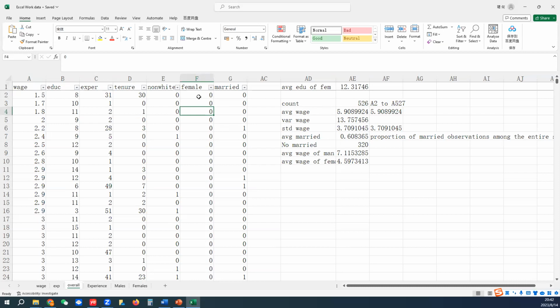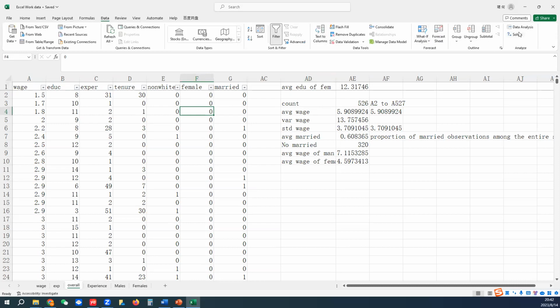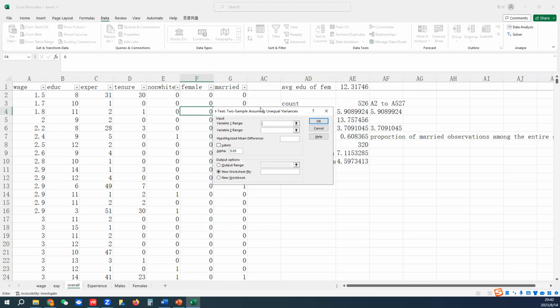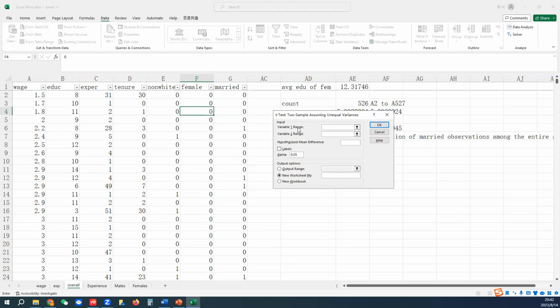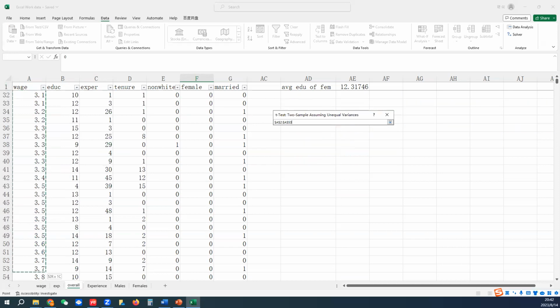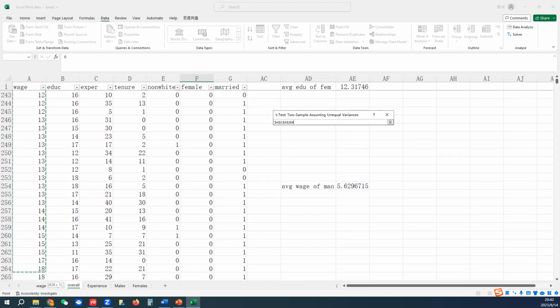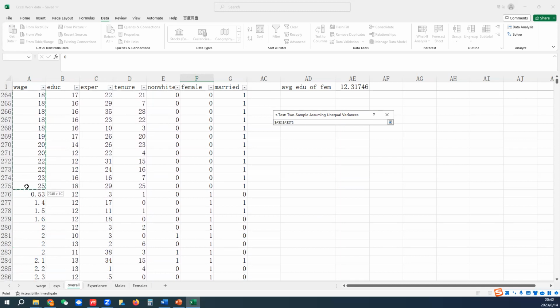All right, we have this. Then what you are going to do is go to data analysis, and t-test two samples assuming unequal variances. And here, variable range 1, you are looking at male's wage, right? Because here, female equal to 0, that's male's wage. So we're going to select all the way to the watershed. Okay, that's here.